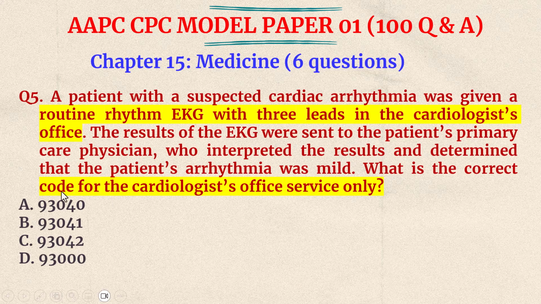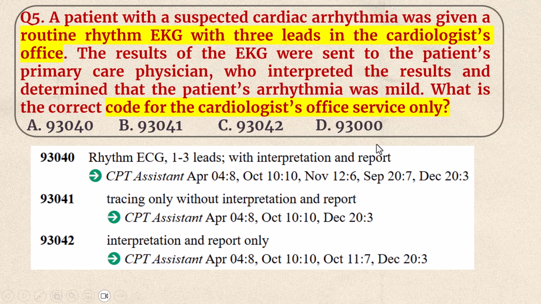When you look at the answer, you can see 93040, 41, 42 are available. So you can use the elimination method to find the answer. Directly go to the codes. In this case, there are 2 scenarios involved. One is the ECG taken in the cardiologist office, and the report and interpretation done by the primary care physician. So the question asks only the code for the cardiologist office service.